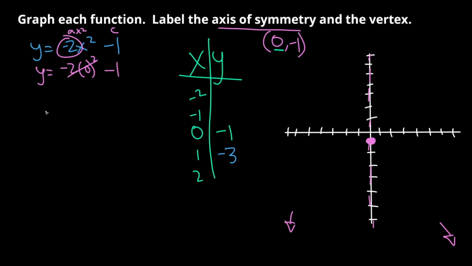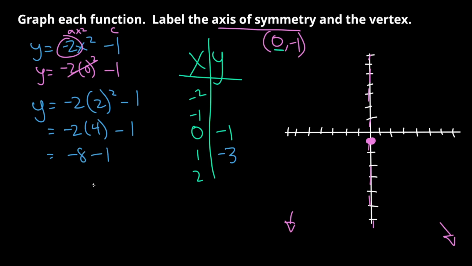We'll plug in 2. Y equals negative 2 times 2 squared minus 1. Let's simplify. 2 squared is 4. Negative 2 times 4 minus 1. Negative 2 times 4 is negative 8 minus 1. And negative 8 minus 1 is negative 9. We get negative 9. That means we're going to have negative 3 here and negative 9 there.